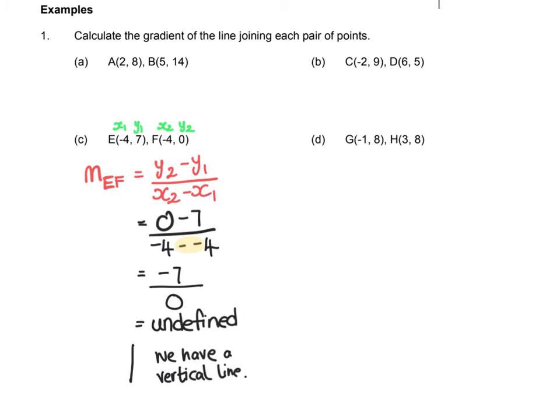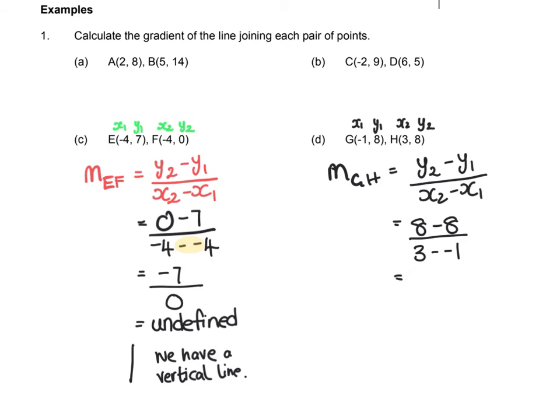Trick question. Okay, next one. Again, you've got to be careful because x1 is -1. So you're going to end up with 3 take away -1. So this one here in the top, 8 take away 8, and on the bottom, remember that they make a plus, so you're going to end up with a 4 on the bottom. But 0 divided by 4 makes 0. You've actually ended up with a horizontal line.